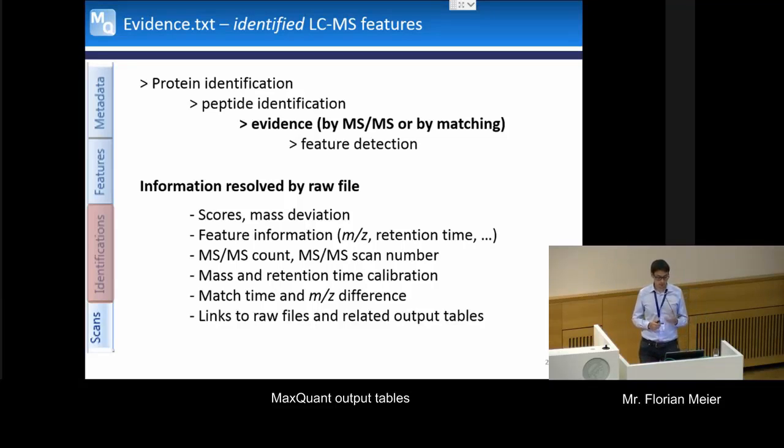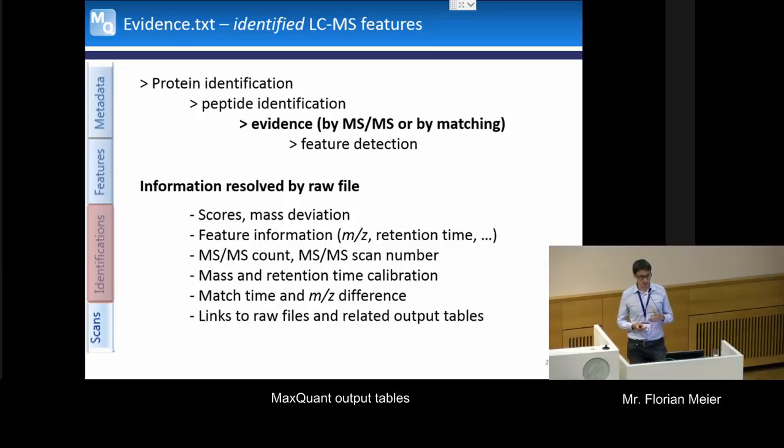So you get, resolved by the raw file, again, all the score information. You get all the information about the feature, meaning the mass to charge ratio, the retention time, the calibrated retention time. You get a column that tells you how many MS-MS events were acquired for this specific feature. And if you want to go back to your raw file, you can also look at the MS-MS scan number column. This number is exactly the same number that the scan is given in your raw file. So if you want to open your raw file in, for instance, Excalibur, you can navigate to this scan via the MS-MS scan number.